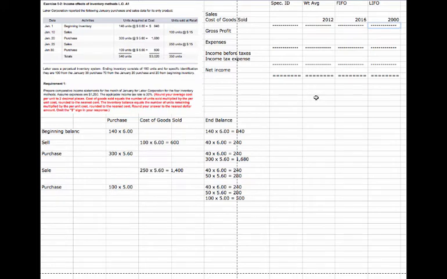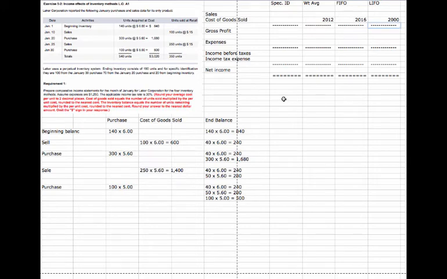Okay, the last thing we have to do is figure out the cost of goods sold using specific identification. And using specific identification, according to the problem it says here, Laker used a perpetual inventory system. Ending inventory consists of 190 units. And for specific identification, they are 100 from the January 30th purchase, 70 from the January 20th purchase, and 20 from the beginning inventory.